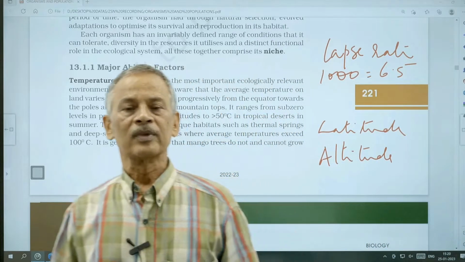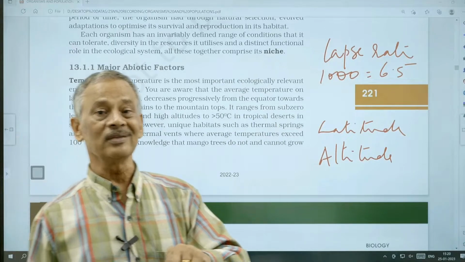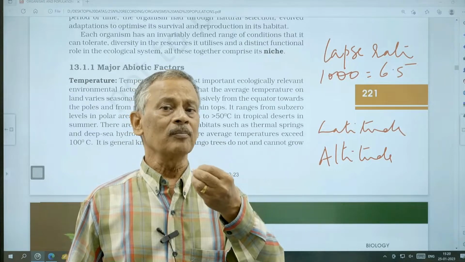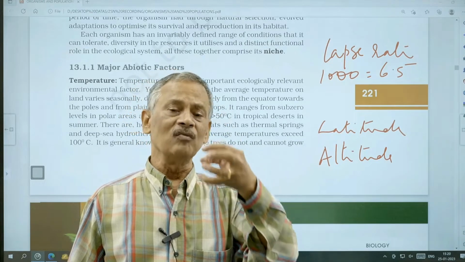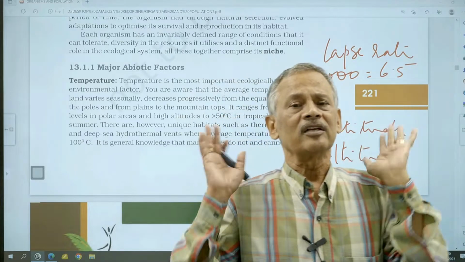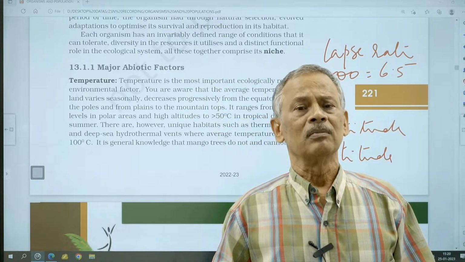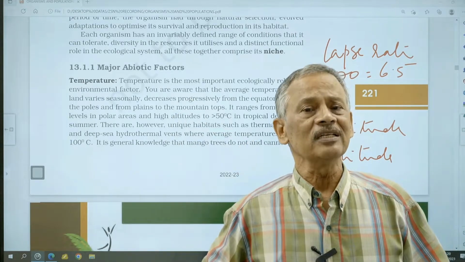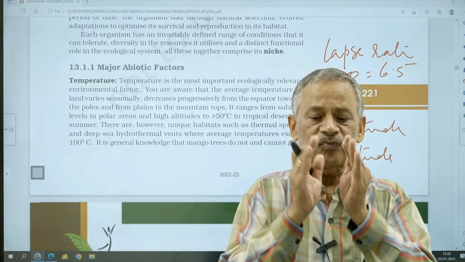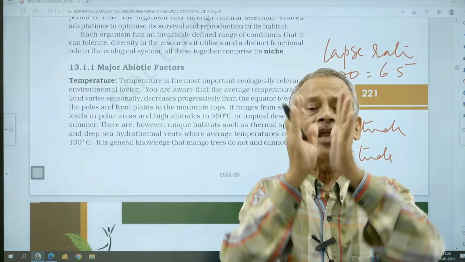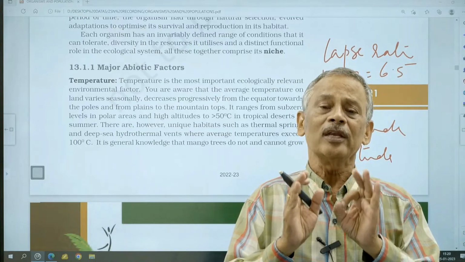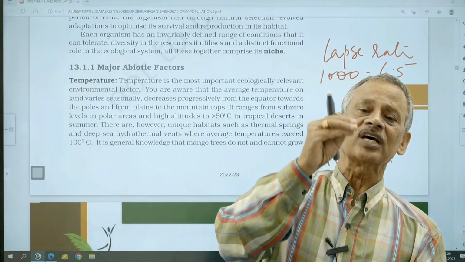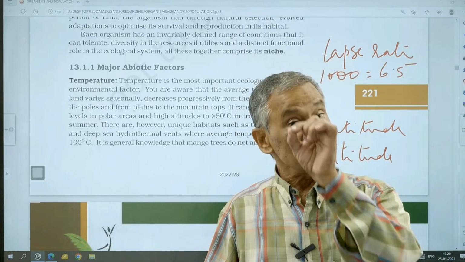Number 2, temperature also influences the distribution of organisms. Every organism will find a convenient place where the temperature is tolerable to them. All organisms are not tolerant to wide changes in temperature. They are sometimes confined to a narrow range. They can tolerate only that much temperature. That is why they will be seen in certain areas only. So their distribution is limited.